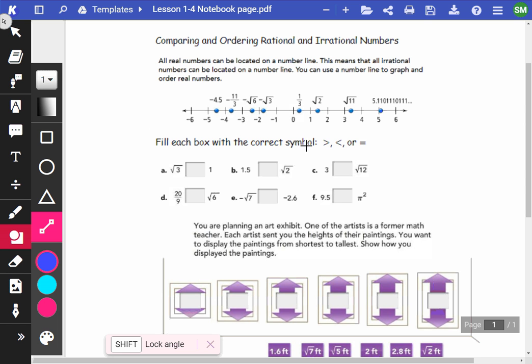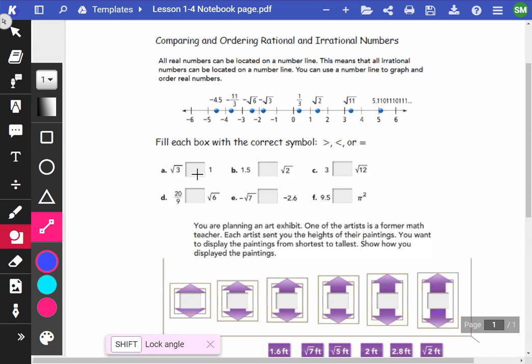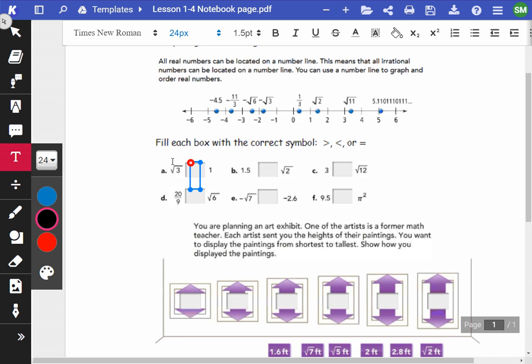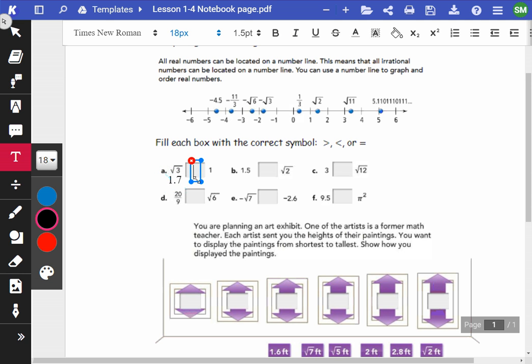Fill each box with the correct symbol, greater than, less than, or equal to. So is the square root of 3 greater than, less than, or equal to 1? Well, hopefully you have your Desmos calculator open. We're going to do the square root of 3. And look at that, it's about 1.7. So what goes in this box? Let's put a text box right here, and I'm going to put 1.7. I'm going to make that smaller, though, because that's way too ginormous. This is about 1.7. Greater than, less than, or equal to 1? Obviously, it's greater than.